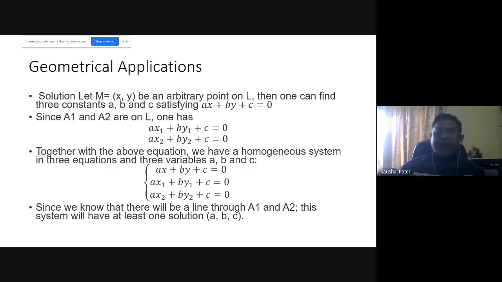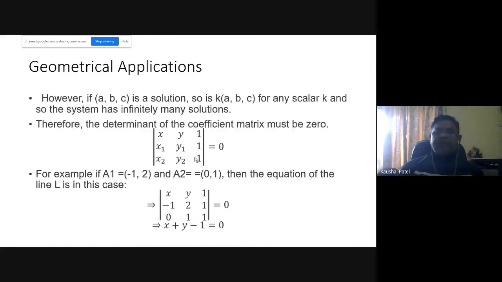Now, since we have to identify the three constants a, b, c, that will give at least one solution a, b, c. However, if a, b, c is a solution, definitely any multiple of these values is also a solution of that problem. Therefore, the determinant of the coefficient matrix must be 0. Here we can consider that c is 1. So let's consider the matrix with rows x, y, 1; x1, y1, 1; x2, y2, 1.